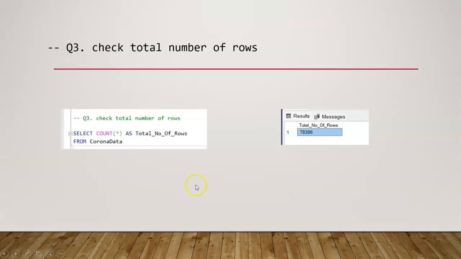The next query is to check the total number of rows. Here, by using the count clause, we can check the total number of rows, and here we are getting the number of rows as 78,386. So let's see the next query.